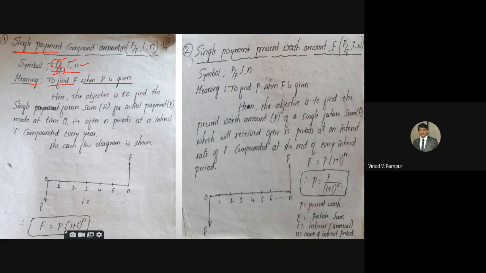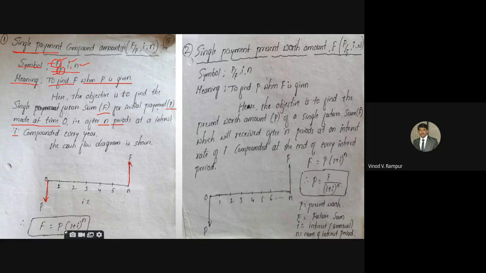How are we going to find this? Here the objective is to find the single future sum, that is F, for an initial payment of P, that is a principal amount of P, made at time 0, after n periods at an interest of i compounded every year. How are we going to draw this cash flow diagram? Now you just see that P is given, that means the lender's point of view.